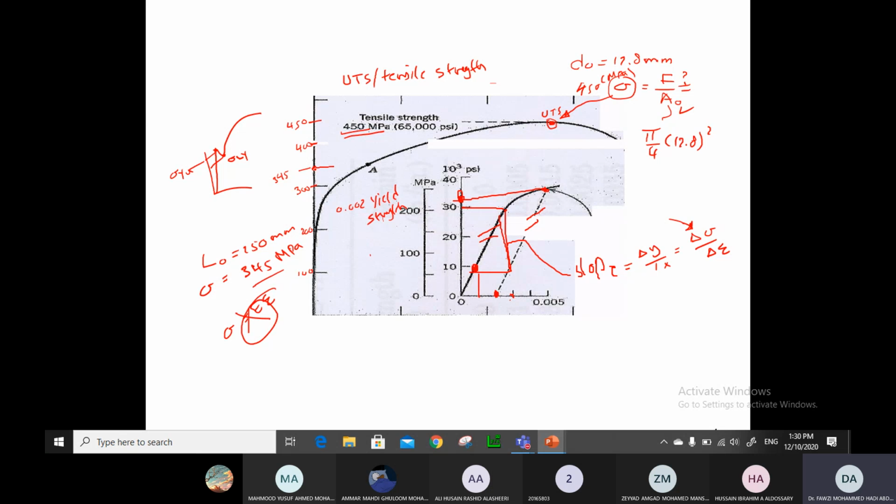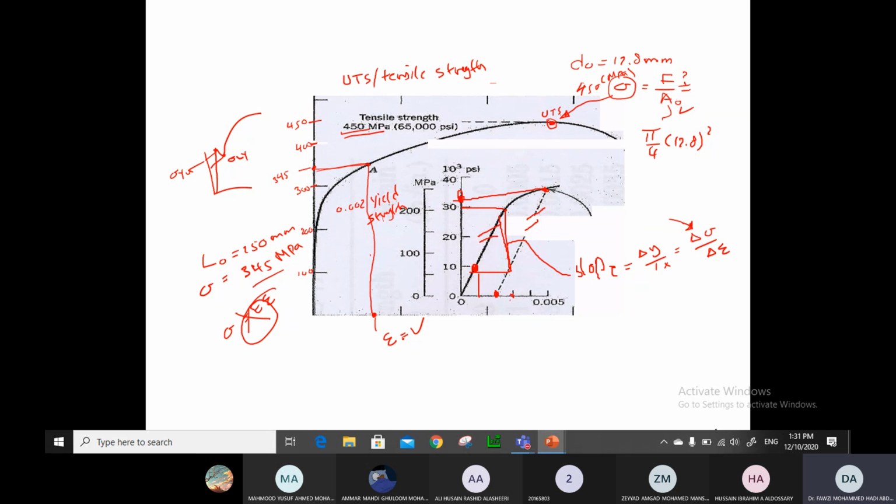You read the curve from here. You make a straight line, it intersects there, and drop a vertical from here to there using the ruler, and then there you will determine the value of the strain. So you have the strain here.